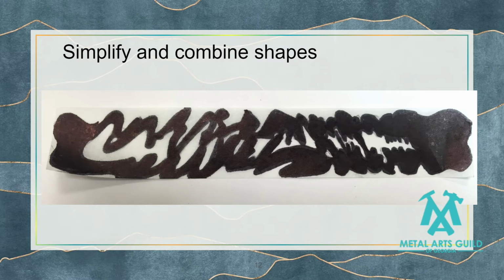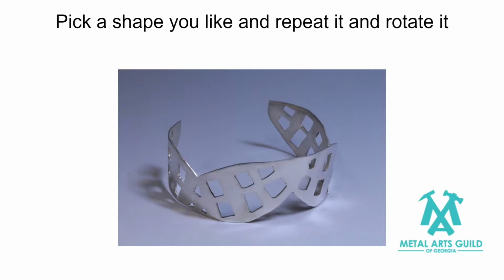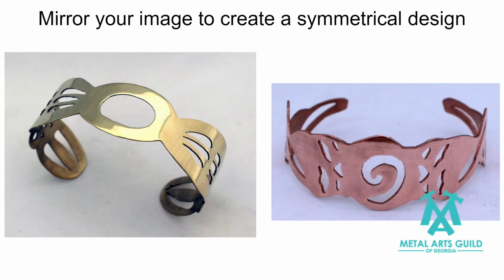So I combined two of those ripple shapes to create a different design for another pierced cuff bracelet. Here's another student example. They took a leaf shape, and the way they abstracted that one was by creating geometric shapes inside and repeating them and turning them. You can also create a mirrored image to create something more symmetrical.